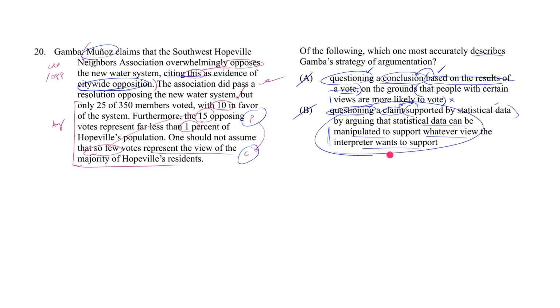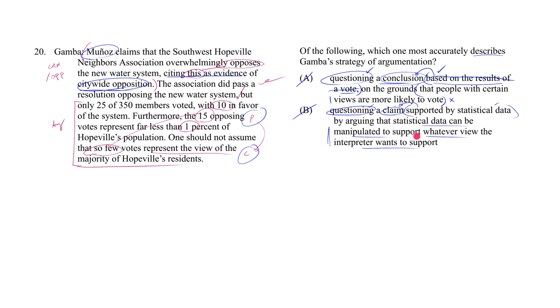One way to understand B better is just to think to yourself, what could an argument that fit B look like? So notice the broad scope of answer choice B. We're questioning a claim supported by statistical data by making this very broadside attack. Statistical data can be manipulated to support whatever view the interpreter wants to support. If this style of argumentation runs through, then effectively statistical data is useless to try to support any claim, right? Because you can use it to support whatever claim you want to support. Do you notice how broad the scope of this style of argumentation is?